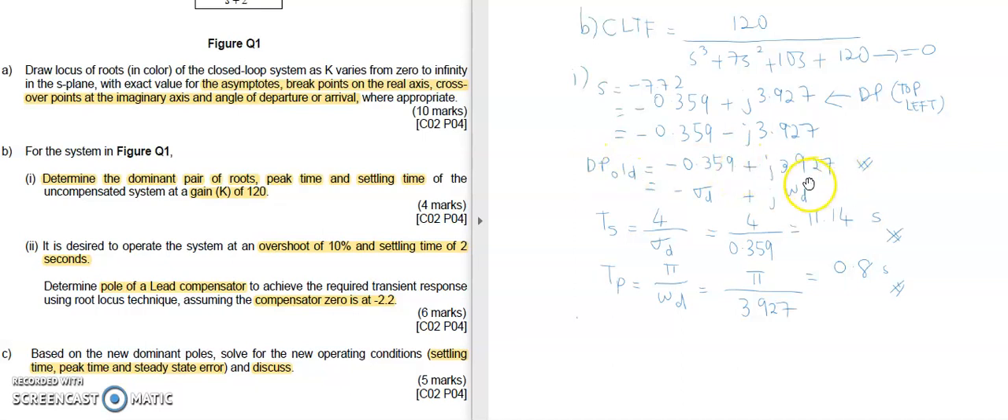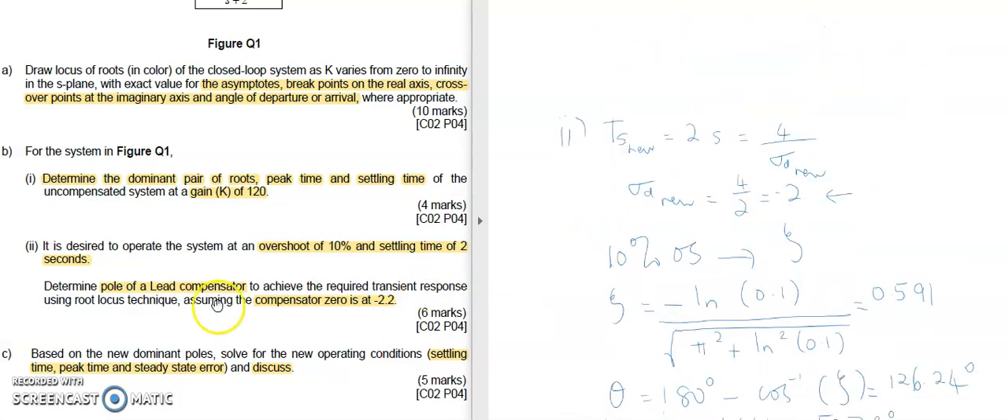Based on this, where this is equal to negative sigma d plus j omega d, you can determine your settling time and peak time. Your settling time is based on this formula, and this is the peak time. Do not forget to write the unit for settling time and peak time, which is seconds. Okay. Next, we go to question 2.